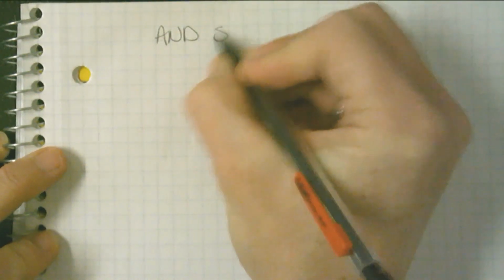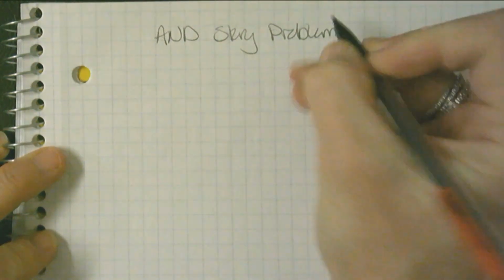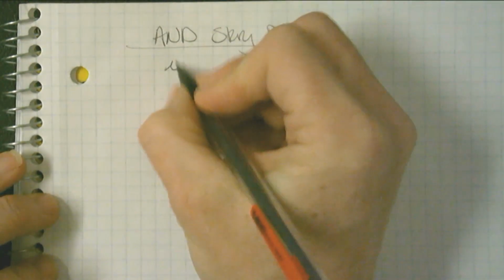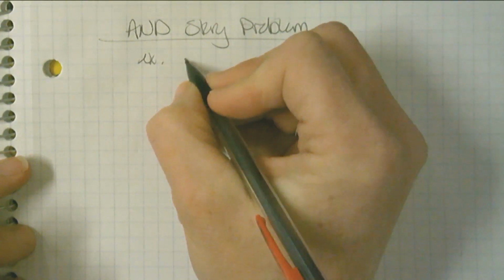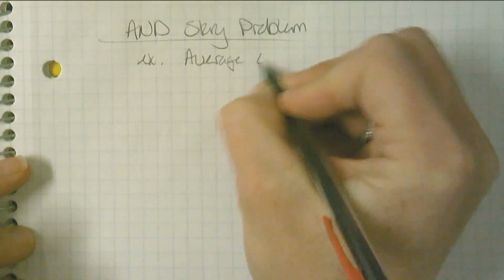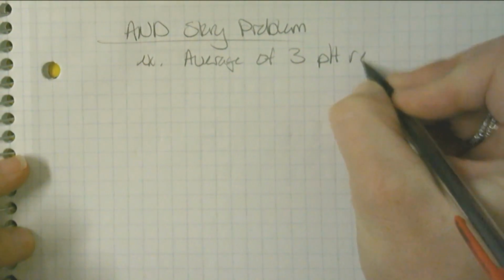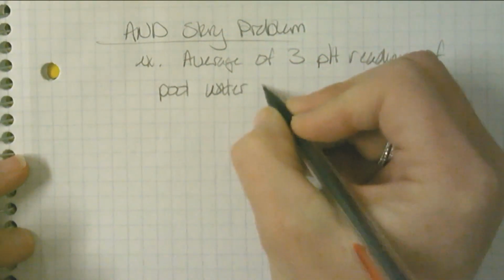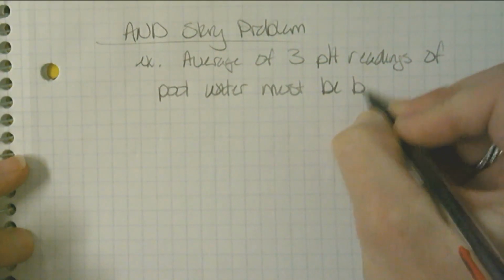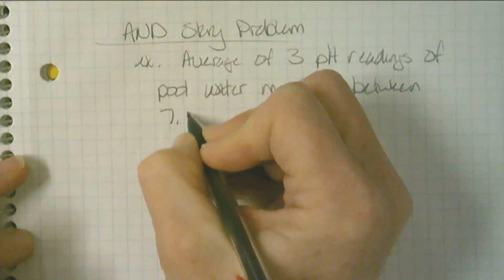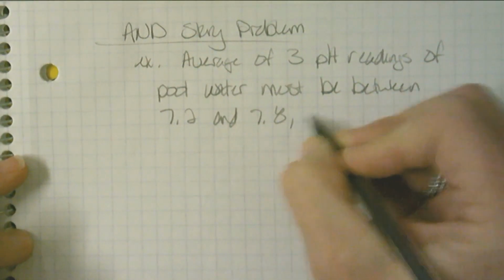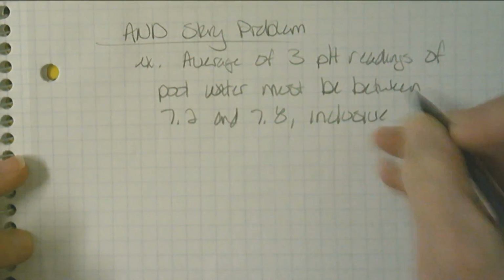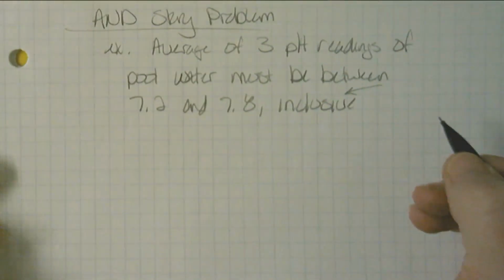All right, so if we take a look at an and story problem, it's going to be something like, we did this in our notes, the average of 3 pH readings of pool water must be between 7.2 and 7.8 inclusive. Inclusive means that includes 7.8 and 7.2.